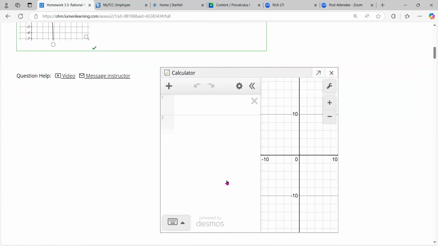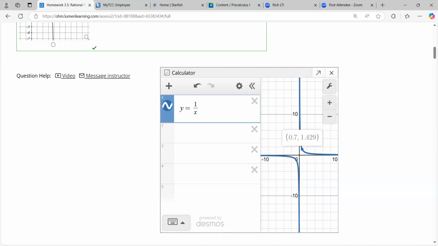Oh, so let's try that. Function equals 1 over x. You have to put the y in front of it. Oh, okay, thank you for letting me know. So this is the graph, right? So can I shift it, if you put the 4 in the equation?